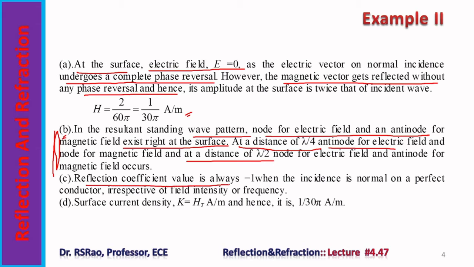Reflection quotient value is C. From C, reflection quotient value is always -1 when the incidence is normal on a perfect conductor, irrespective of field intensity or frequency. This is -1.